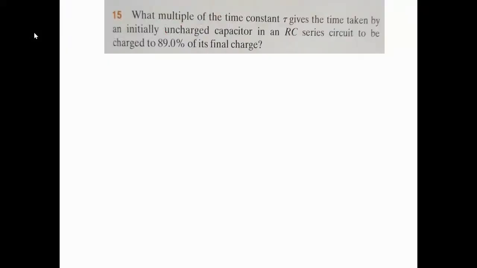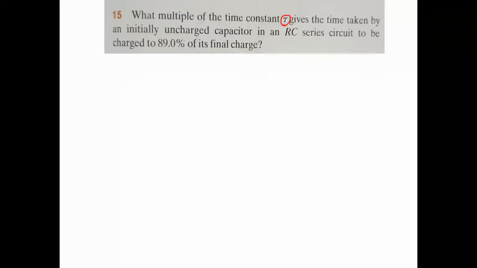Read the question, my dear. What do you understand from this question? First, you have to tell me whether this question is related with charging or discharging. Let's read the question. What multiple of the time constant? That means we are going to find the answer as a multiple of tau. The answer should be in the multiplication of tau.